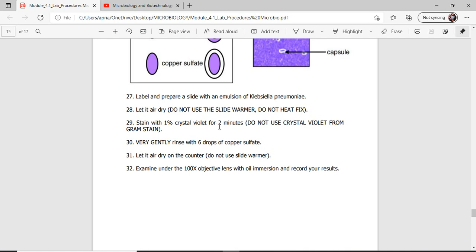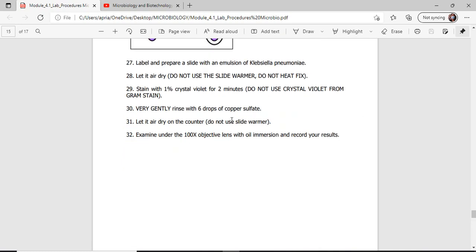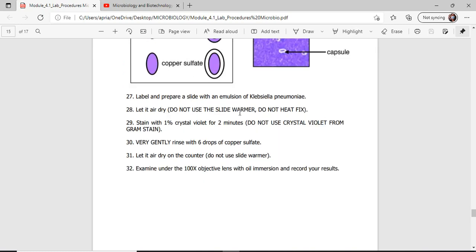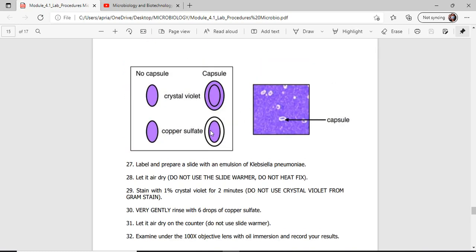Okay, so very gently rinse it with your copper sulfate. Ang iyang, kung baga, ang iyang decolorizer. Because what you will be doing is removing the crystal violet nga ginanos ang imong capsule. Okay, then air dry lang gyapon, then examine mo lang.